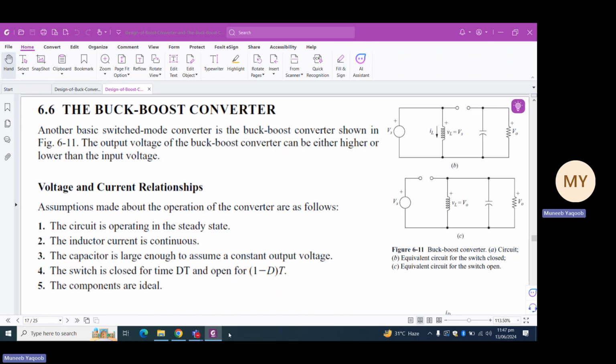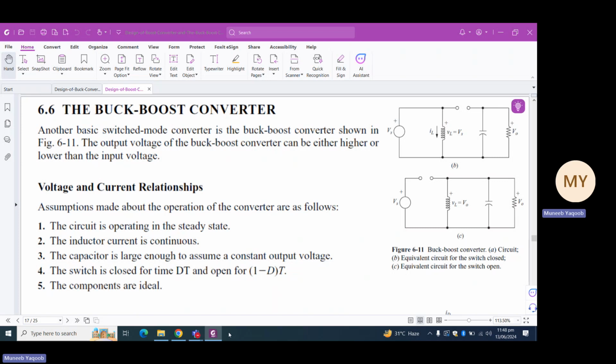Now, what are the assumptions prior to performing analysis of this buck boost converter? The majority of the assumptions are the same that we were assuming in our buck converter or the boost converter, like the inductor current is continuous, the capacitor is large enough to maintain a constant voltage, switches are ideal, the switch is closed for the time DT, and it is open for the time 1 minus duty cycle times the time period T, and all the components are ideal.